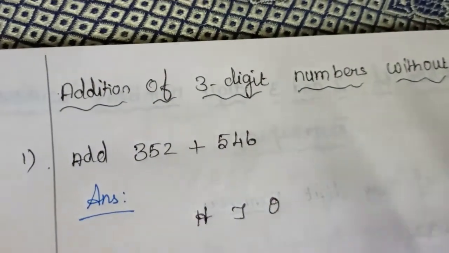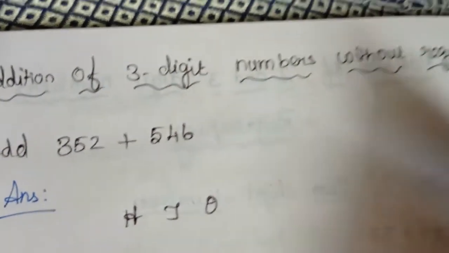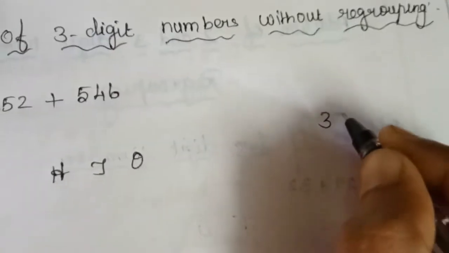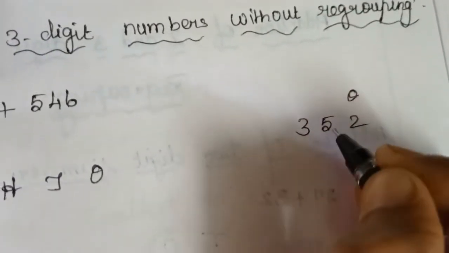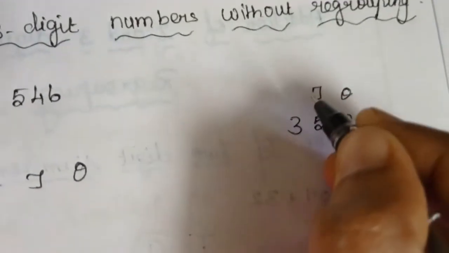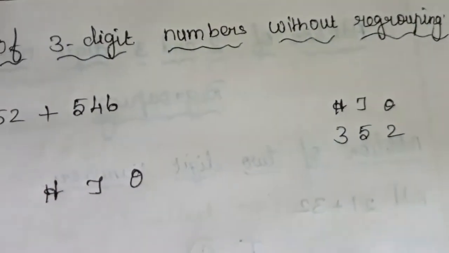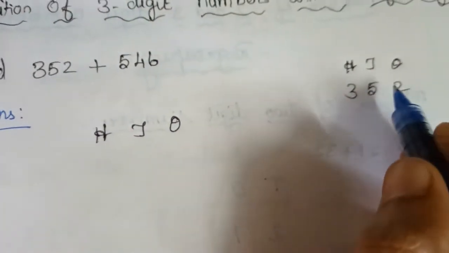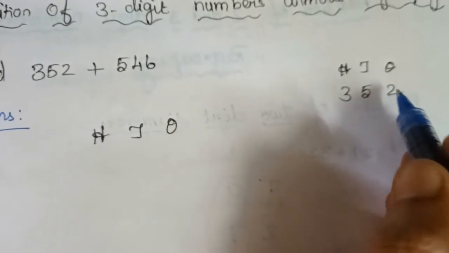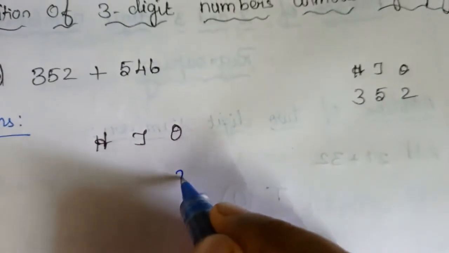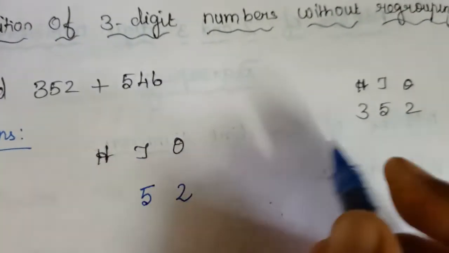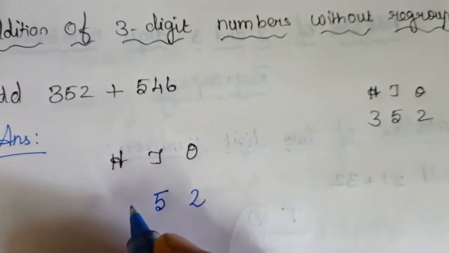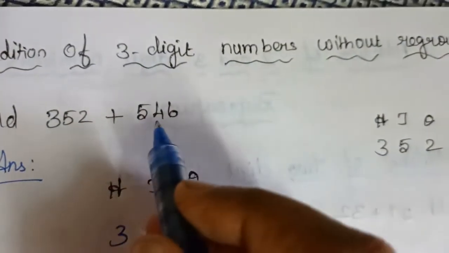Okay, ma'am. So the first number 352. Here the ones value is 2 and the tens value is 5 and the 100 value is 3. Okay children, so you have to write here. So in 352 the ones value is 2 and the tens value is 5 and the 100 value is 3. Okay, now children find the next question.